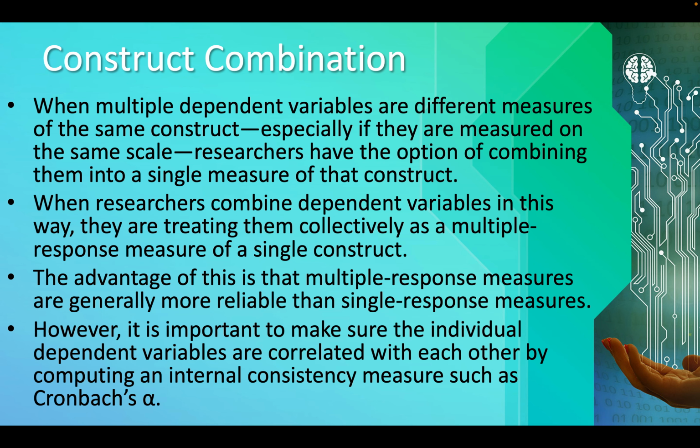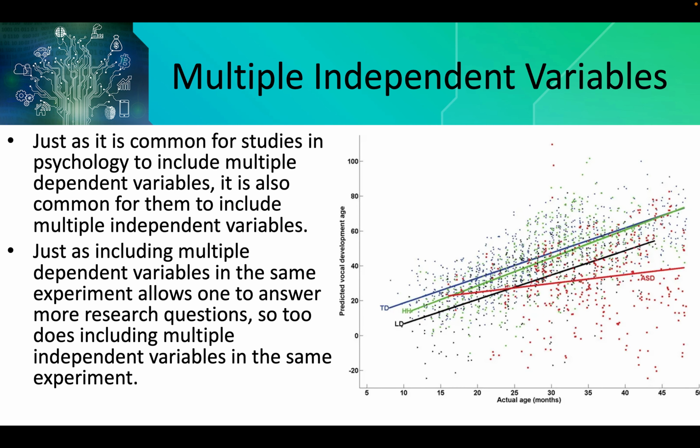However, it is important to make sure that the individual dependent variables are correlated with each other by computing an internal consistency measure such as Cronbach's alpha. Just as it is common for studies in psychology to include multiple dependent variables, it is also common for them to include multiple independent variables. Just as including multiple dependent variables in the same experiment allows one to answer more research questions, so too does including multiple independent variables in the same experiment.